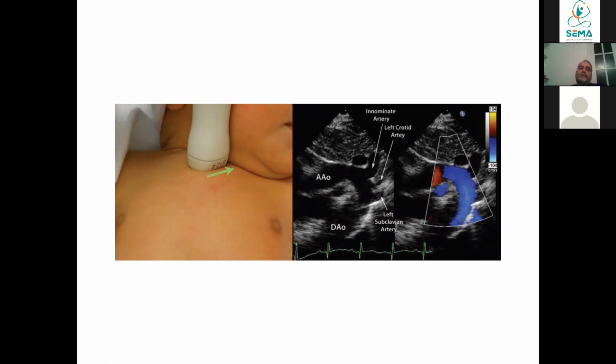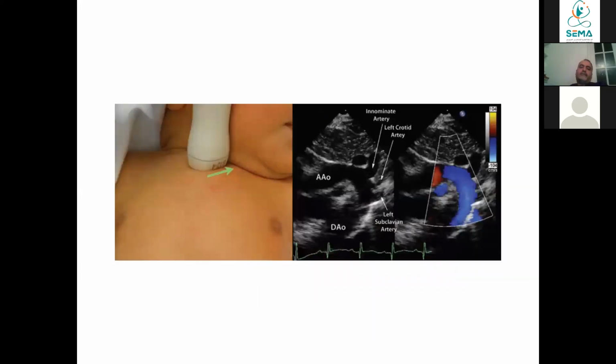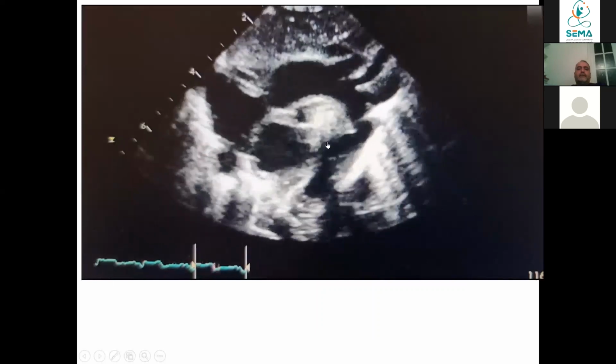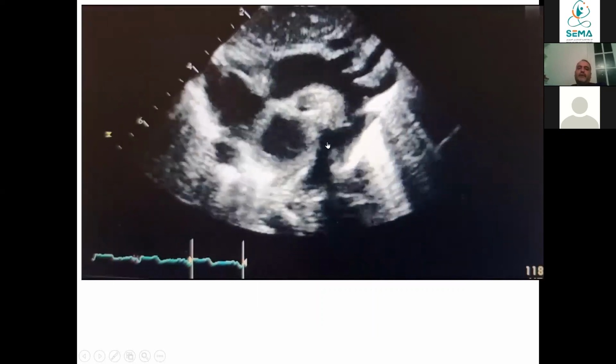After you put the color Doppler, then put the cursor on it and use CW, and you see if there is any turbulence or how much the CW is going on. And this is the echo for normal sound.